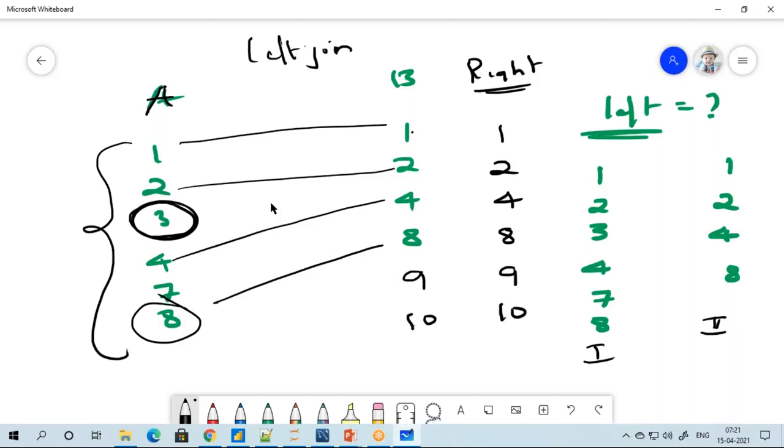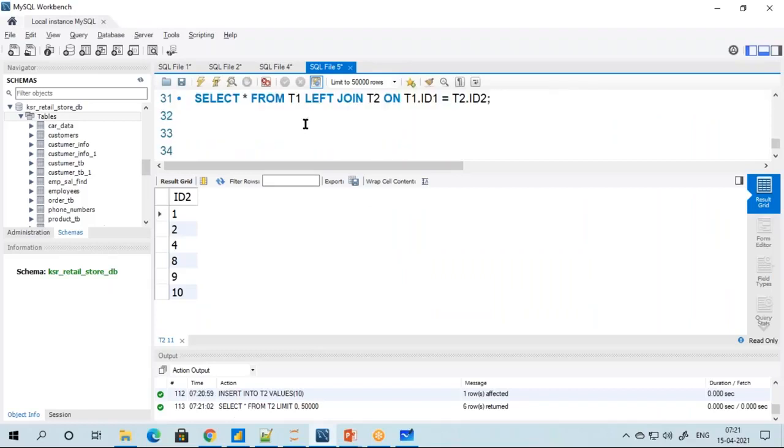Anyone agreeing, disagreeing? Agree. Why am I not getting 3 and 7? Those are not matching in the right table. Okay, let's go and see. I'll go and type maybe a right join.